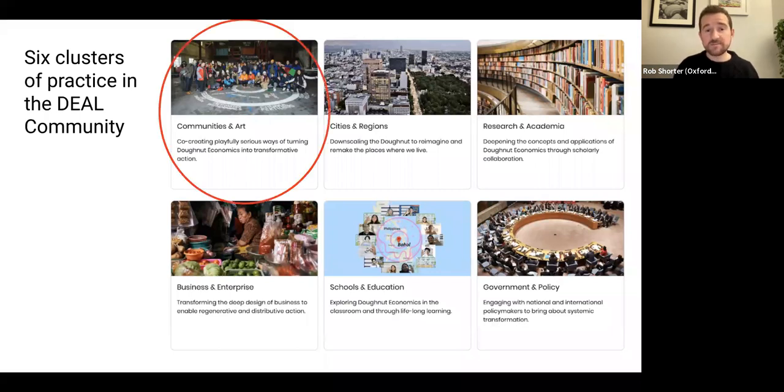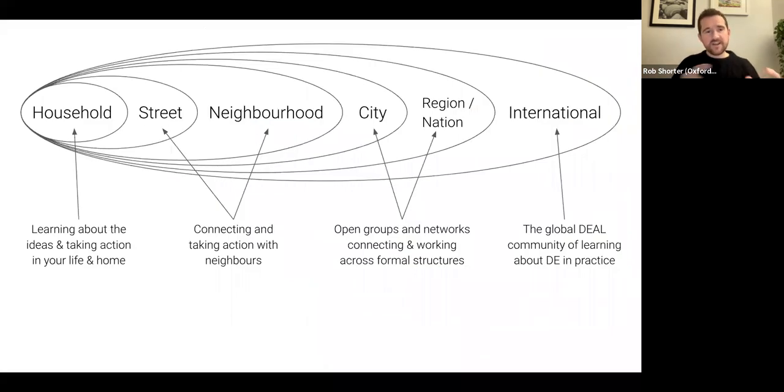But looking at communities specifically, I've got this rippling out of scales from the household to the street, neighborhood, city, region, nation, international. And actually, Doughnut Economics is being applied to all these different scales of community, where people at the household are picking up the book, thinking about how they can apply the ideas in their lives, taking action in their choices and behaviors, and then discussing it around the kitchen table with family.